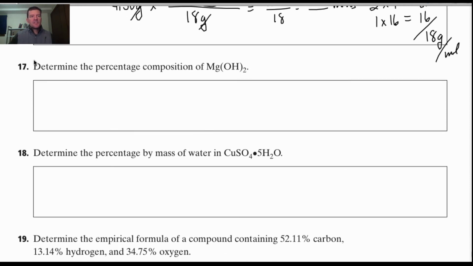Alright, let's do this one right here, 17. We're going to find the percent composition. Now, percent composition means of the total mass here, how much of that total mass is from the magnesium, is from the oxygen, is from the hydrogen. Okay? So what we do is we look on the periodic table, and you're going to look at the masses on the periodic table for each of these elements. And we're going to add them all up.